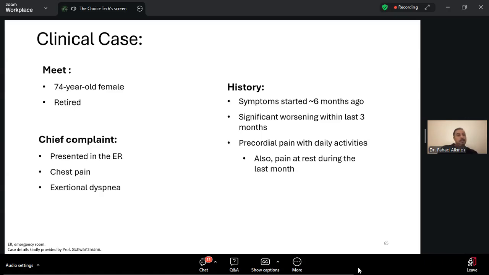Now let's switch gears and go through one case, so that we can discuss this case and see how we can tailor the management of this case based on the patient himself. This is a 74-year-old female who presented to the emergency department with chest pain and exertional dyspnea. She had suffered from these symptoms for the last 6 months, and her symptoms got worse recently. She is even complaining of chest pain at rest.